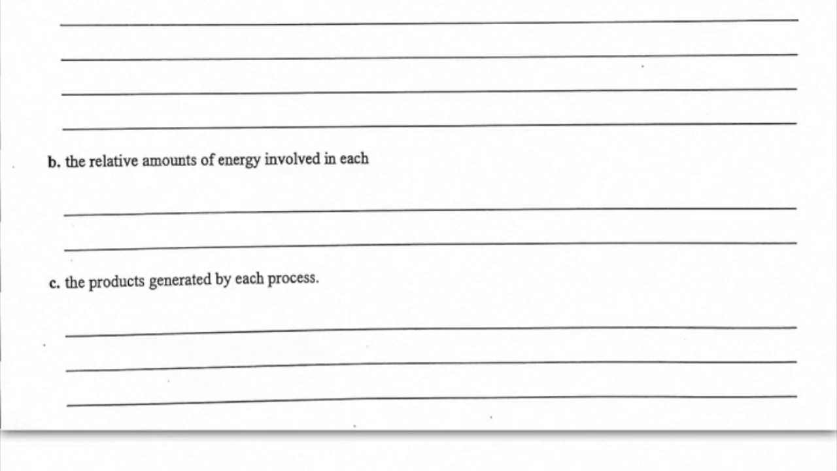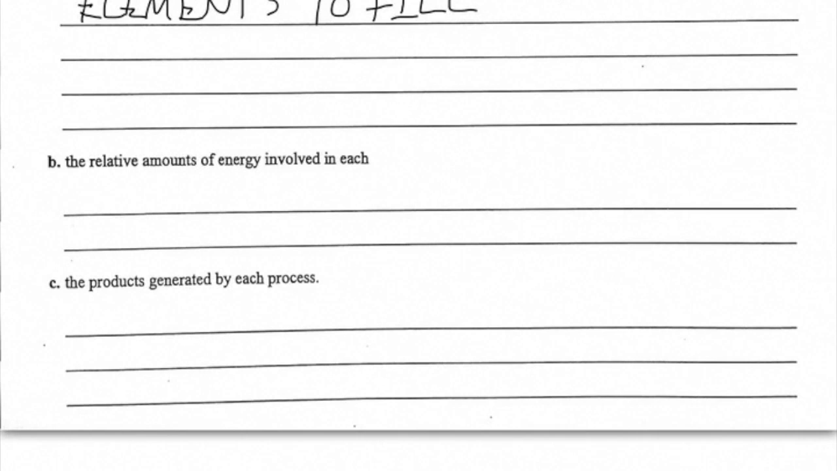Okay, essay question. Distinguish between chemical reactions and nuclear reactions in terms of the following. Okay, the driving force behind the occurrence of each. Well, the driving force behind chemical reactions is the need for elements to have full outer shells of electrons. Any elements that don't have full outer electron shells are going to beg, borrow, or steal electrons in order to get their outer shells full. So that's what drives chemical reactions.